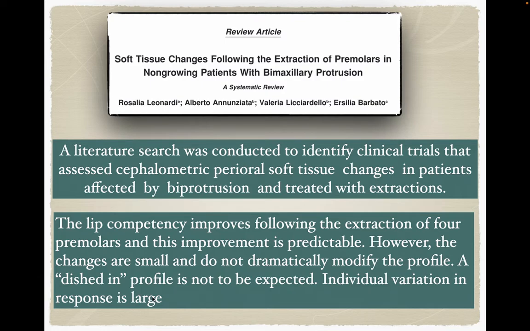But we can know now at the moment that extraction does not affect the perception of the patient about having a nicer smile or better smile. Extraction does not cause any dished-in profile, and that's an evidence-based thing. So the claims against extraction so far are not true.